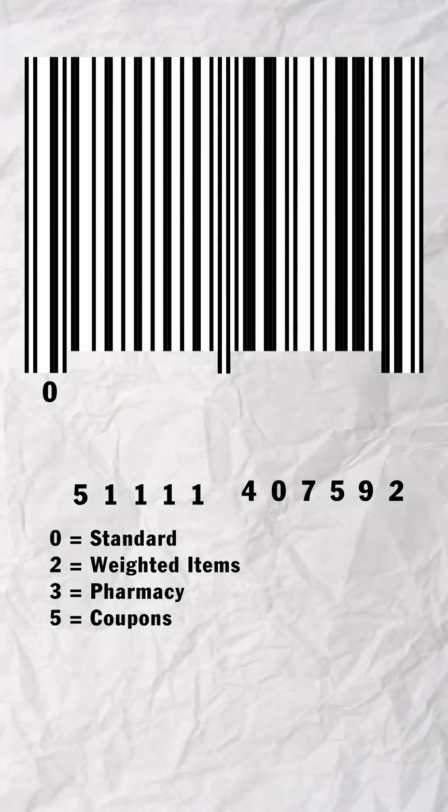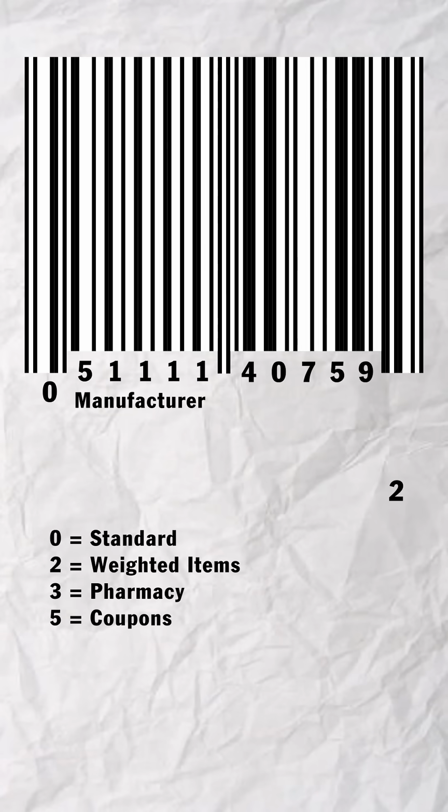The first digit identifies the barcode type. The following 5 digits represent the manufacturer. The last 5 digits encode the product. The final digit serves as a checksum to detect errors during decoding.